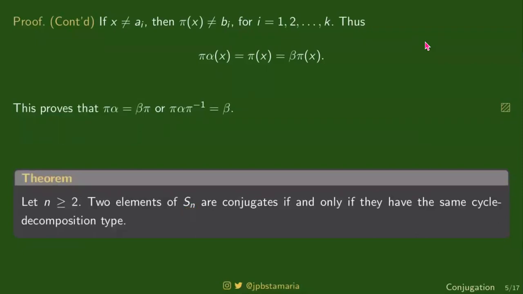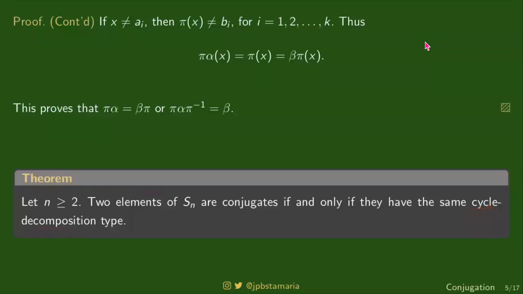Bakit S sub n ang tinitignan natin, sir? Kasi, di ba sabi ng Cayley's theorem, lahat naman ng group basically are embedded within S sub n as a subgroup. Kaya ang tinitignan na lang natin ay S sub n in general. Kumbaga, S sub n can speak for all the other types of group. Nasagot? Because elements in S sub n can be written with what we call a cycle decomposition, di ba?